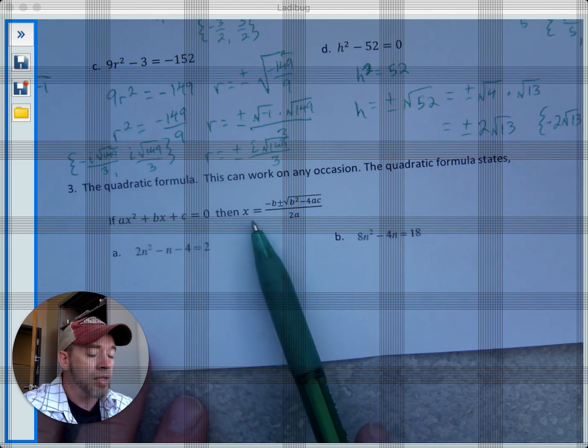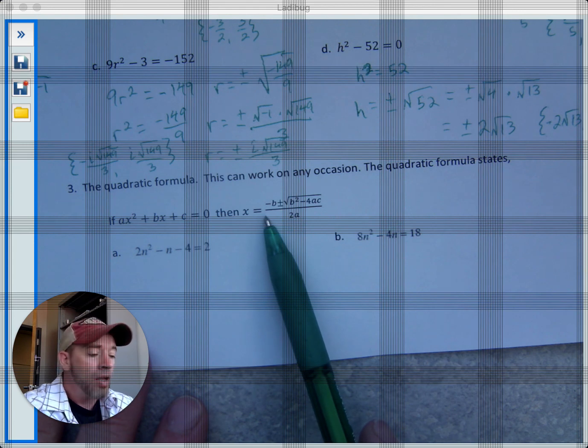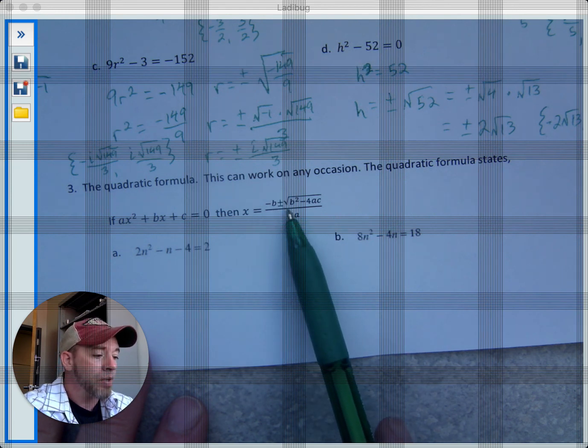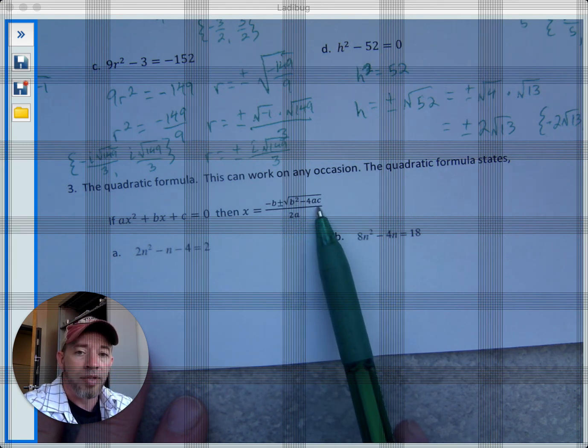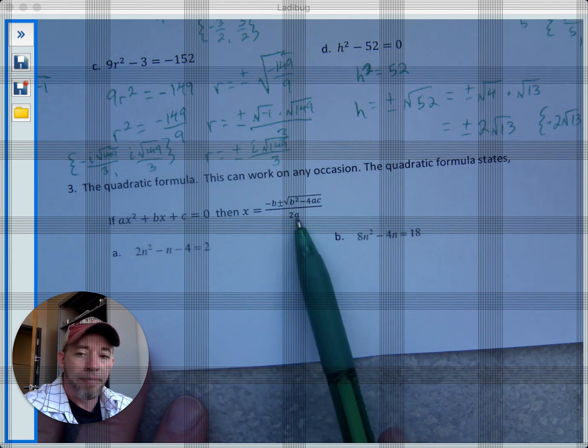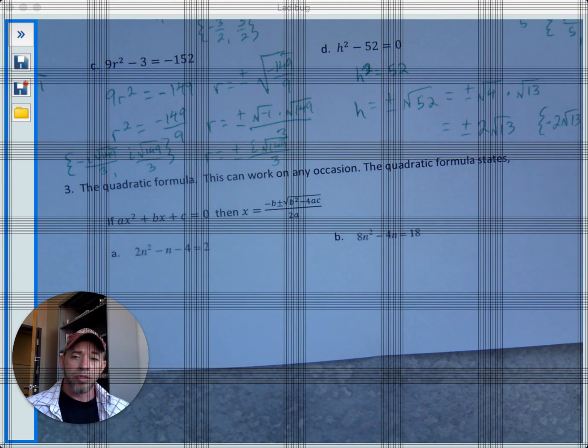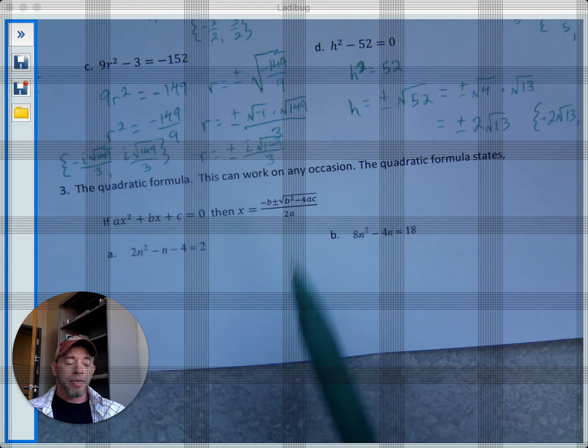And the formula is this: X equals negative b plus or minus square root of b squared minus 4ac all over 2a. I think there's a song to the tune of Pop Goes the Weasel if you wanted to memorize this. Of course, on all your assessments, I would have this handy for you to use.